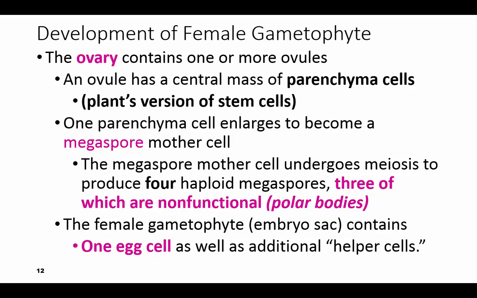The female gametophyte, you've got the ovary with one or more than one ovule in it, and the ovule has parenchyma cells, which is like stem cells for animals. And one of those parenchyma cells becomes the megaspore mother cell, and that undergoes meiosis and makes 4 haploid megaspores. 3 of them are the polar bodies. One is going to be the egg. So the female gametophyte, the embryo sac, contains 1 egg cell and then all those helper cells, or those polar bodies.